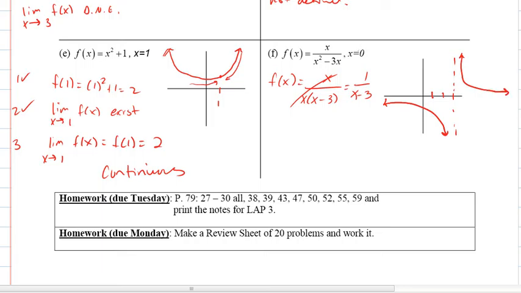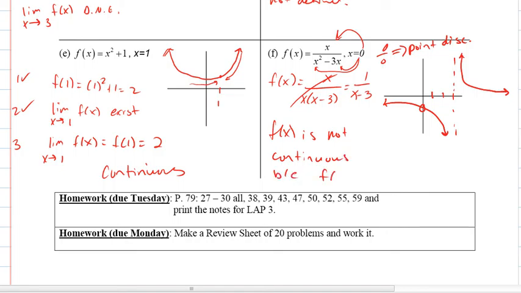Now, the only thing is that at x equals 0, if I were to plug in 0 right now the way it was, I have a problem. I get 0 over 0, and 0 over 0 implies point discontinuity, which means that there's an open hole here. Whatever the function value is, or whatever it's supposed to be, there's an open hole there. So f of x is not continuous, because f of 0 is not defined.